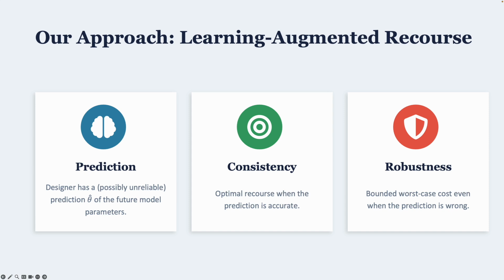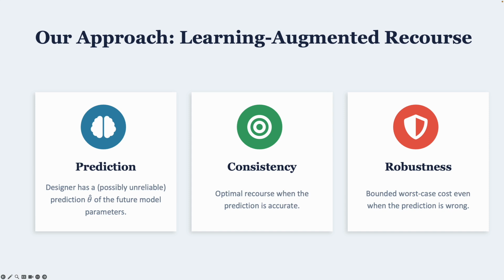So the learning augmented framework, introduced by Mitzenmacher and Vassilvitskii in 2020, formalizes this by equipping the algorithm designer with a prediction, which could come from a machine learning model, maybe domain expertise, or historical patterns, and then measuring performance along two axes. How well do you do when the prediction is right, and how badly do you degrade when it's wrong? This framework has already been successfully applied to online algorithms, data structures, mechanism design, and privacy, but never before to algorithmic recourse. And that's what we do in this work.